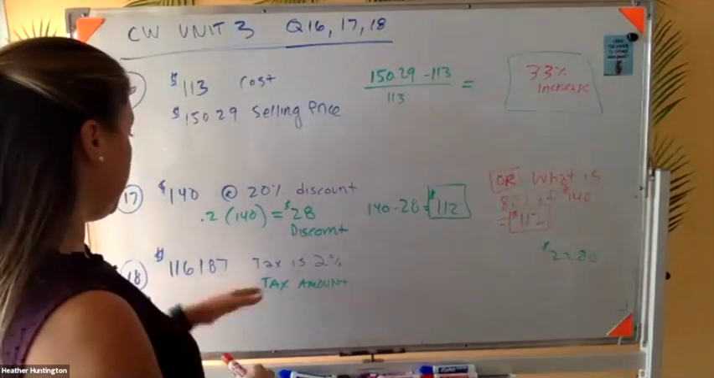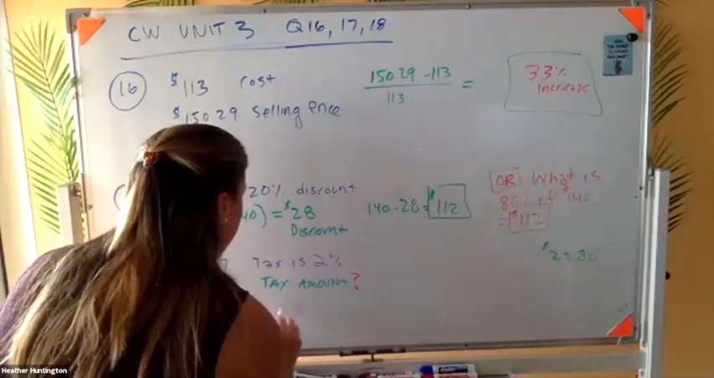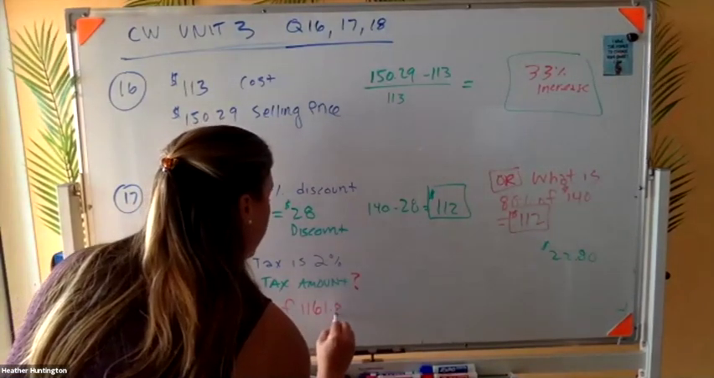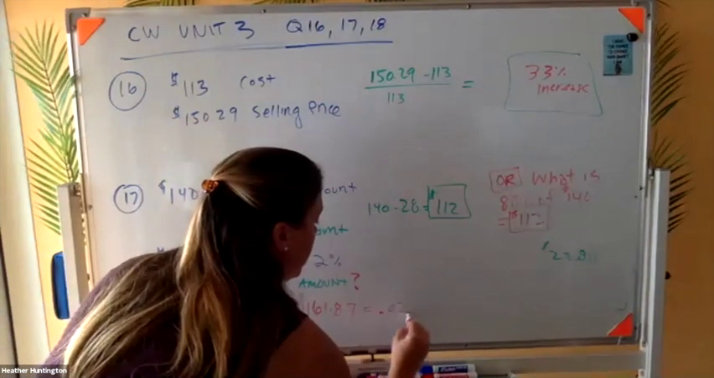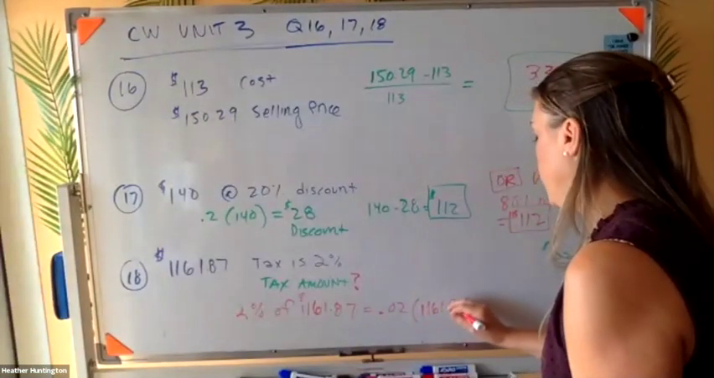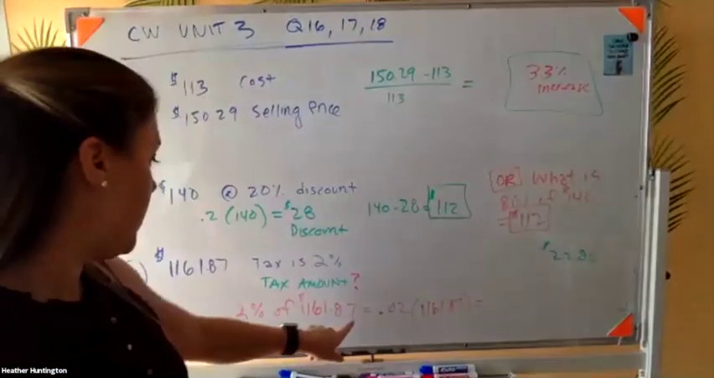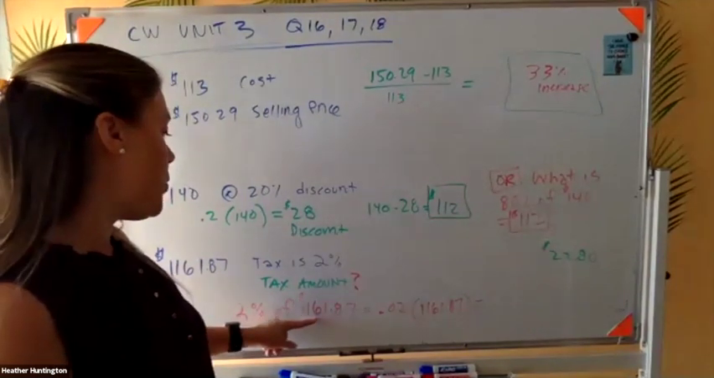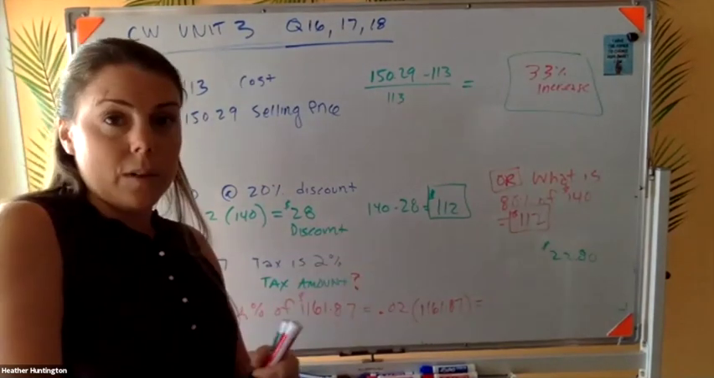All right, so then now tax is 2%. So we're looking for 2% of 1161.87. So that's going to be 0.02 times 1161.87. 1% I can do that easily. You just move the decimal twice. So it's going to be like 11.62. 2% is going to be 2 times that. So it is going to be about 22. So it seems about right, actually.